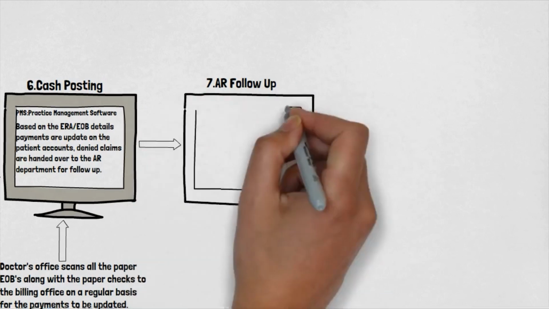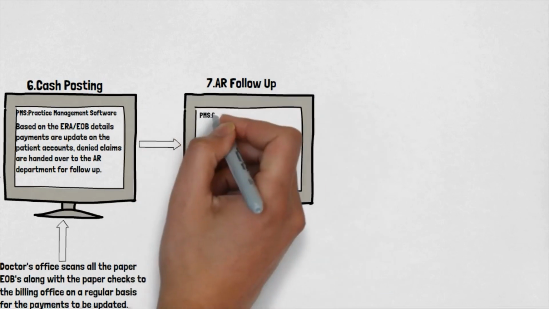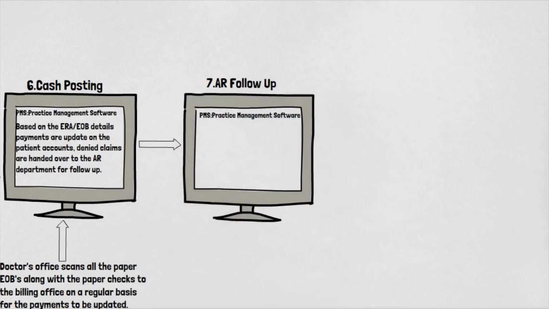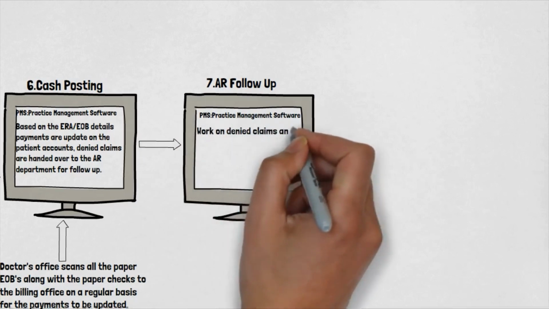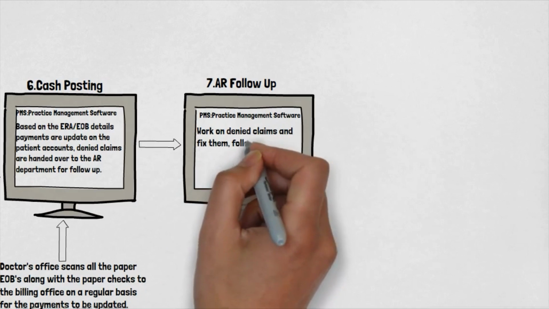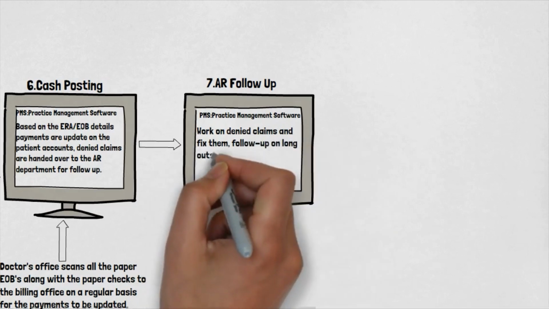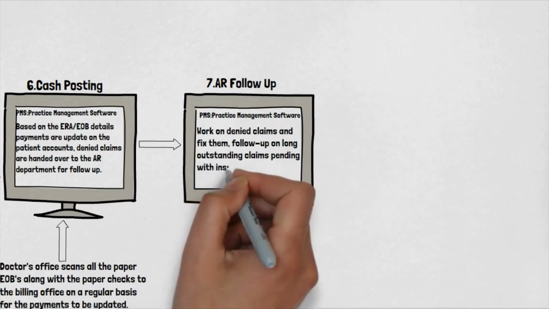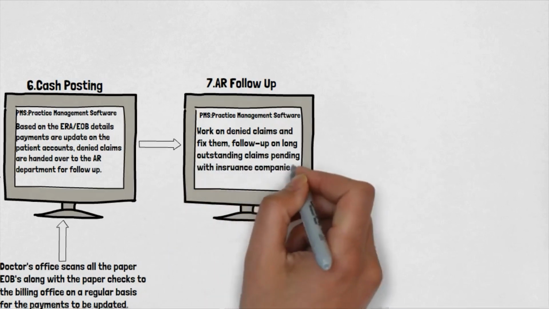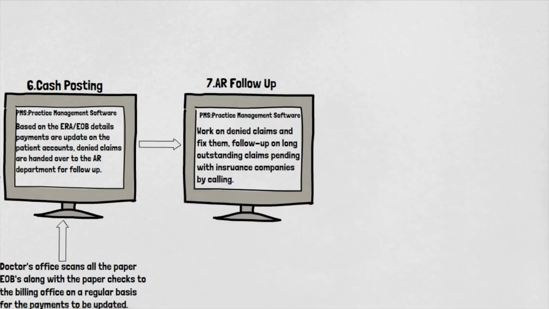Now, the next process is AR. In this, the AR team is going to work on denials and fix them, follow up on long outstanding claims pending with insurance companies by calling them.